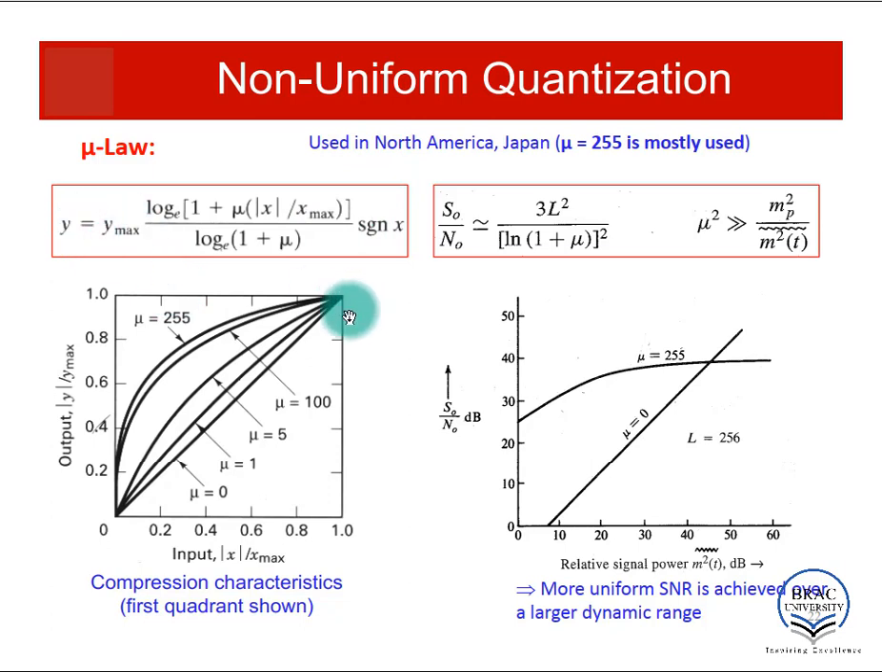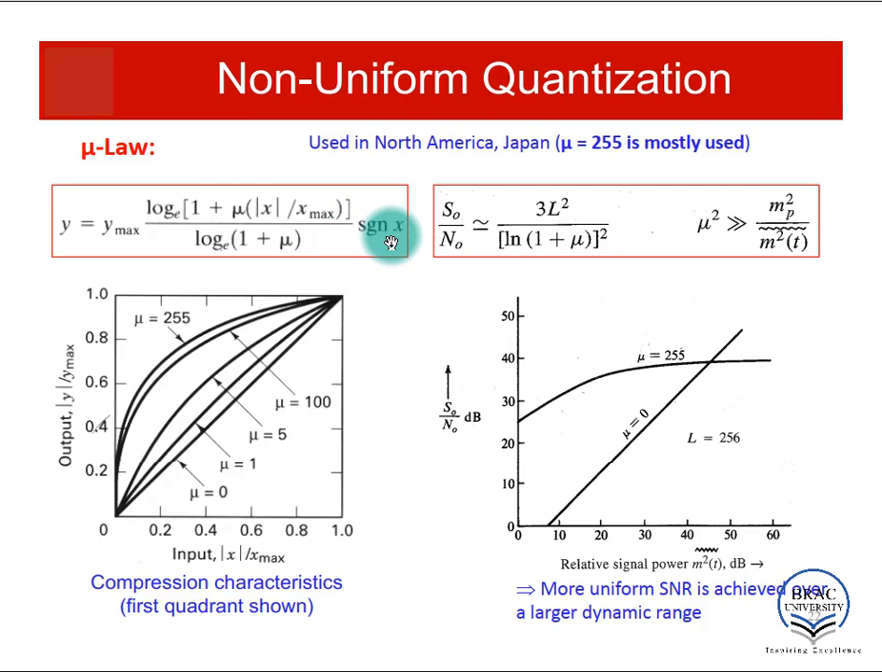Okay. So let's see, y is equal to y max. Then we have a fraction here. On the numerator, there is ln, the e-based log, ln of 1 plus mu multiplied by the absolute value of x by x max, divided by ln of 1 plus mu, and the whole thing is again multiplied by sgn, or signum, of x. You already noticed signum from your FM lessons. Signum is basically the sign of the signal.